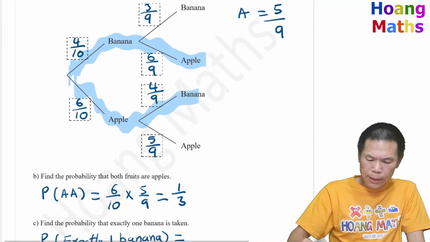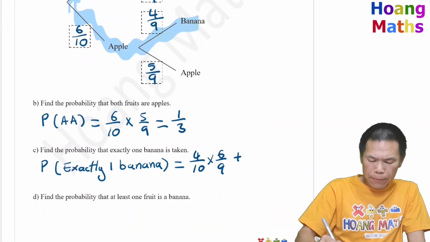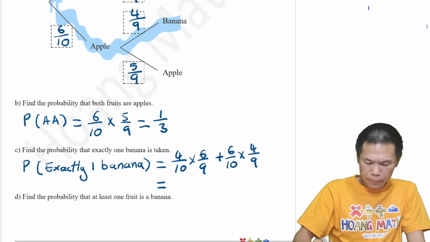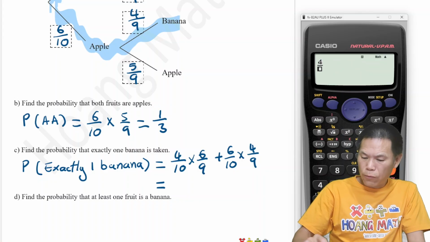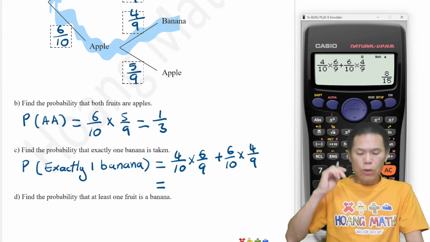For 10 times 6 9, we add 6 10 times 4 9. That is, I just go 4 over 10, we times 6 9. Then we add 6 10, we times 4 9. That gives 8 over 15.